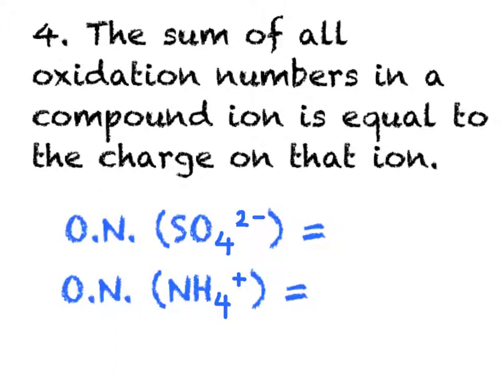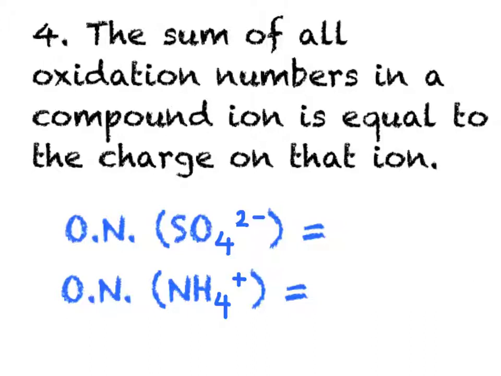This next rule refers to compound ions, which are those polyatomic ions that you learnt about in Form 3 and we've continued to use in Form 4. And basically it says that the sum of the oxidation numbers in a compound ion is equal to the charge on that ion. So it's very similar to rule number 2.